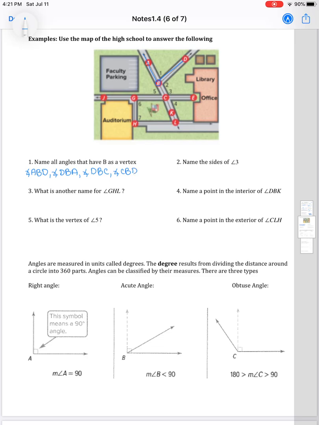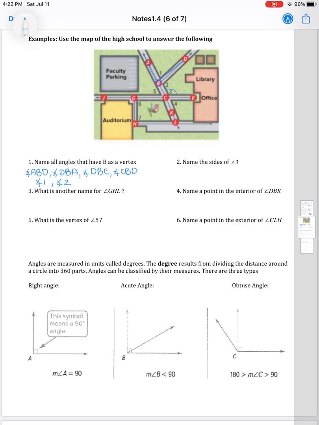I can also go the other way. I can say angle DBC and angle CBD. But you also notice that there's 2 numbers that fall at that vertex within those angles that we were talking about. So at angle ABD or DBA, we have angle 1. And at angle DBC or CBD, we have angle 2. So you have 6 possibilities. You only have to give 1.